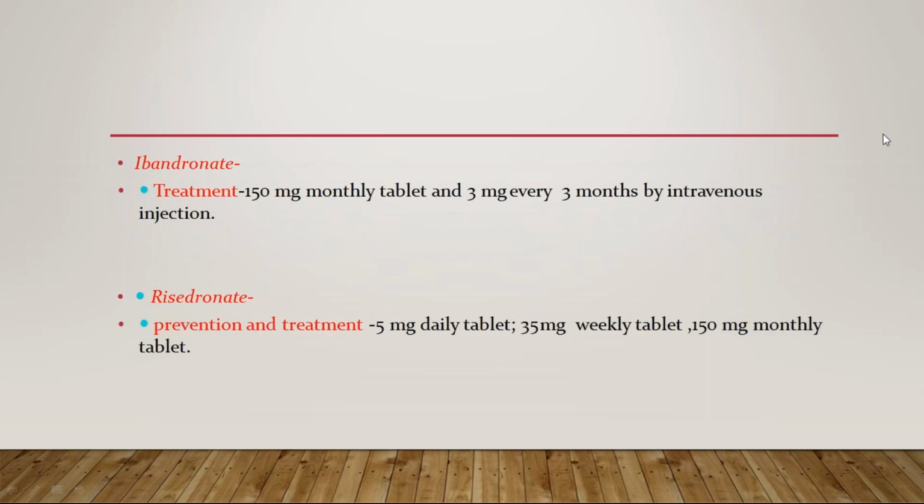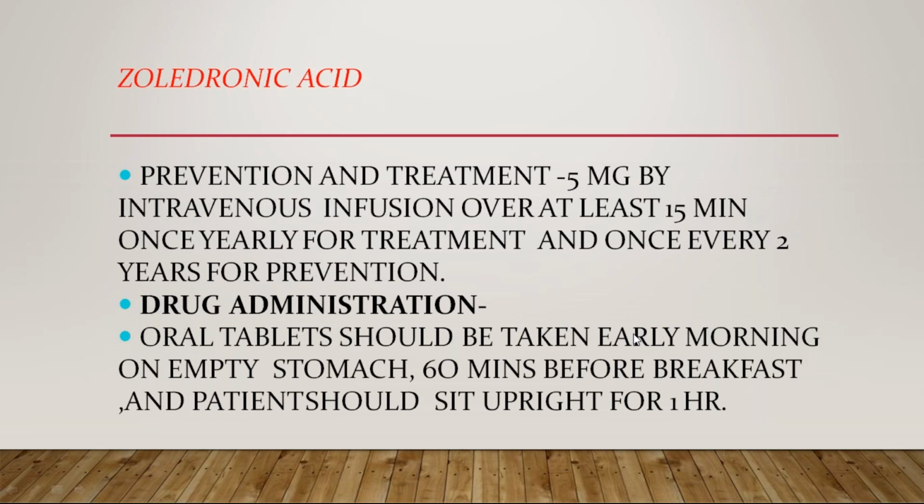Ibandronate, the treatment is a 150 milligram monthly tablet, and 3 milligram every 3 months by intravenous injection is also available. That is ibandronate. And risedronate is for both prevention and treatment. The dosage is the same: a 5 milligram daily tablet, or a 35 milligram weekly tablet is available.